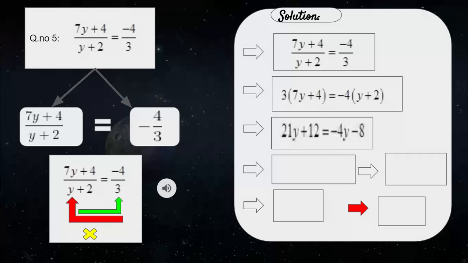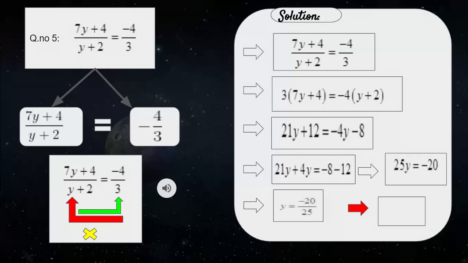Now shift the variable to the left side. Here -4y shifts to the left side as +4y. So 21y + 4y is equal to 25y. In the same way, -8 is already there, and +12 we have to shift to the right side, so that will change to -12. So -8 - 12 is equal to -20. So we will get 25y = -20.